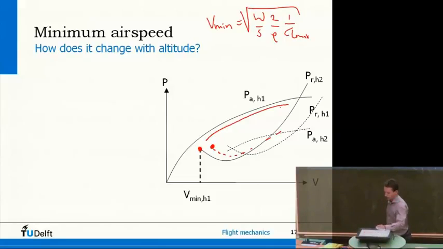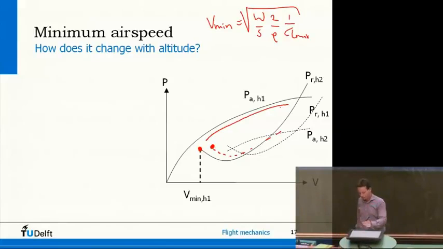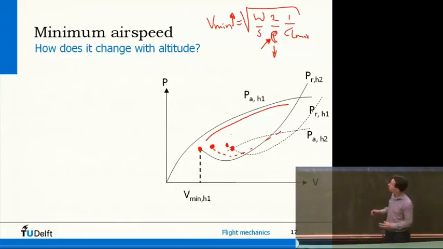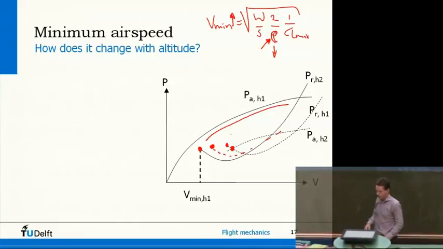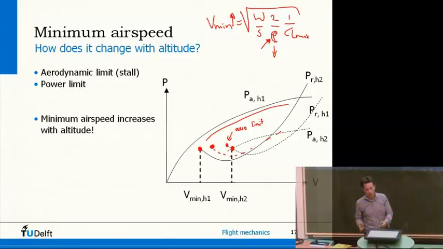if the air density goes down, then the minimum airspeed goes up. And at some point, like I've shown here, actually these curves start to intersect. So this means that even though this point here is the aerodynamic limit, actually you cannot generate enough power to fly at that speed. So at some point when these curves start to intersect, you don't have enough power anymore to fly at the minimum speed. So you cannot go to the aerodynamic limit anymore. But what you have to notice from here is that there's an aerodynamic limit and there's also a power limit, and minimum airspeed obviously increases with altitude.